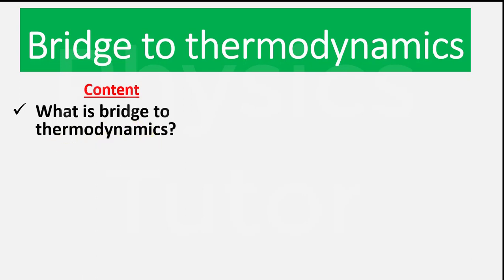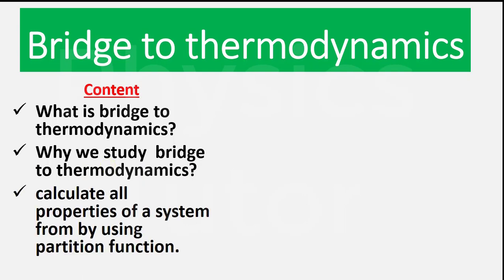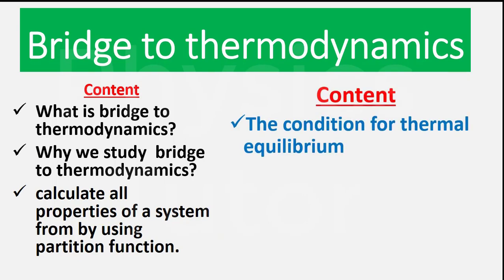After this, we will also study why we study bridge to thermodynamics. We find the reason why we study it, and after this, we will calculate all the properties of a system by using the partition function. So, what is the partition function? We will see in the further lecture, and after this, we will also study the conditions for thermal equilibrium, and in the last we see an example and solve it. So these are the contents which we study in this lecture.